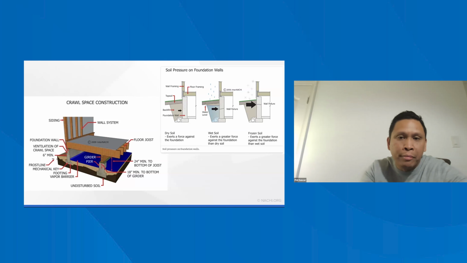24-inch minimum from the ground to the bottom of the joist, right? 18-inch minimum from the ground to the bottom of a girder, right? Just because that girder is the main support or main carry. It's important to be very cognizant of the proximity of wood materials to the ground.